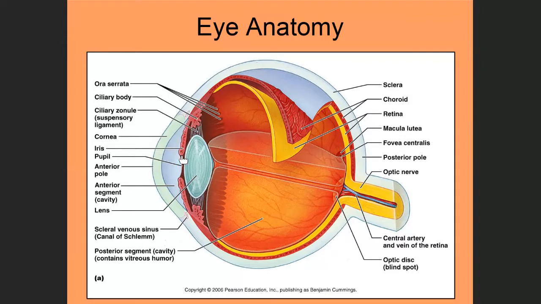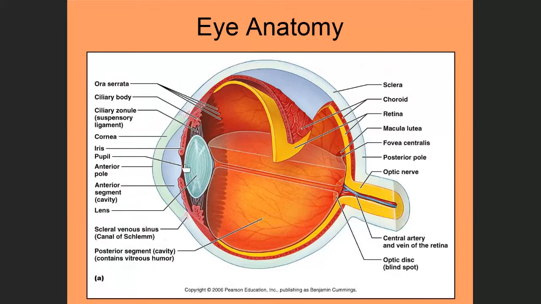This is what's known as the iris. So it's the colored portion that you see when you look at somebody's eyes, whether they have blue eyes or brown eyes or green eyes. That's the iris that you're seeing. Right in the center of the iris, there is a little black dot, and that's the pupil. And the importance of the pupil is it's going to let light rays pass from that anterior segment into our posterior segment and through the lens of the eye.